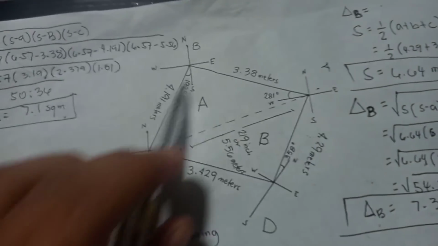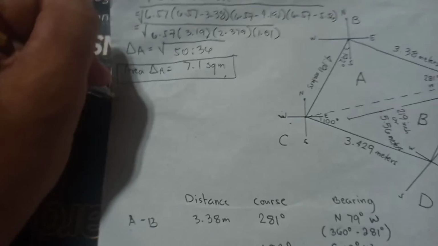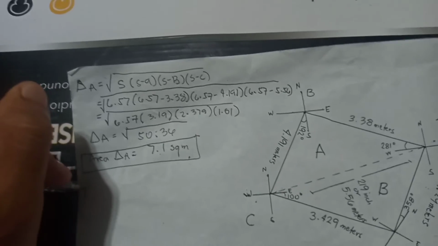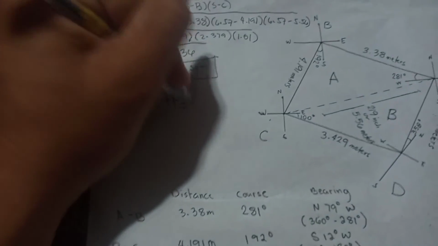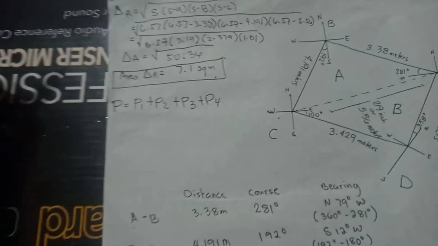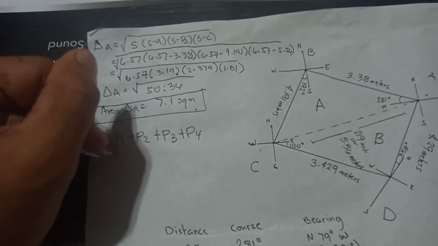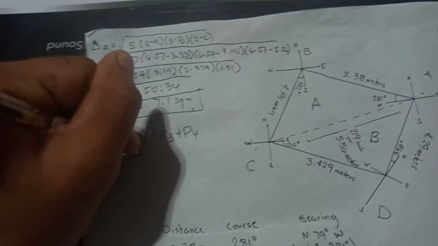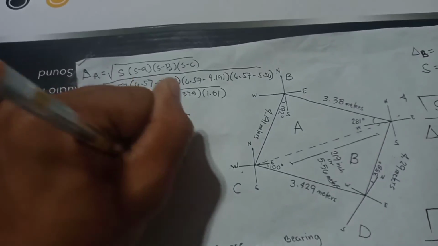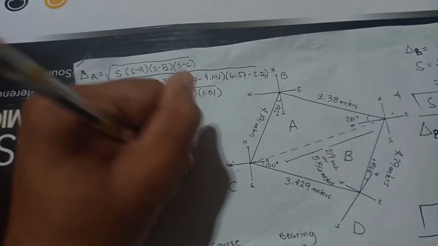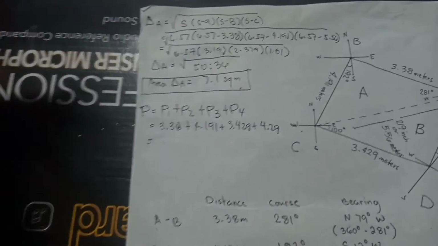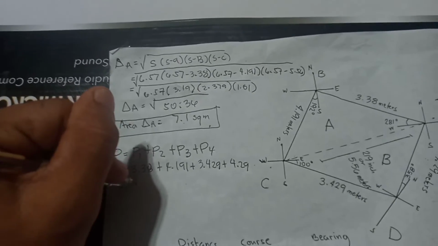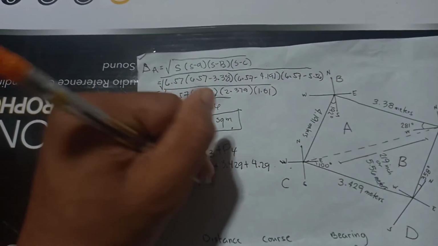Then we will solve the perimeter of the land. The formula for the perimeter is P equals P1 plus P2 plus P3 plus P4. Then substitute the values: 3.38. Then add everything. So we will have a perimeter of 15.29 meters.